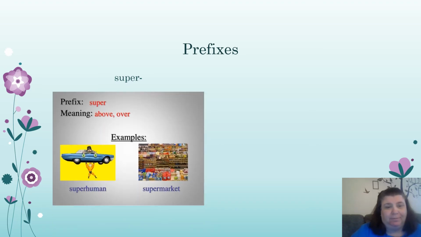Super means above or over. So superhuman, that's someone that's got strength that's over and above human strength. We have a supermarket. It's a market that's super. It's better, it's over, it's bigger than a normal market.